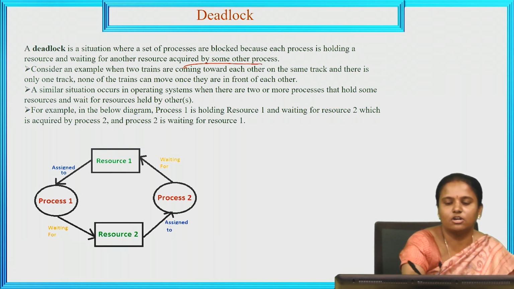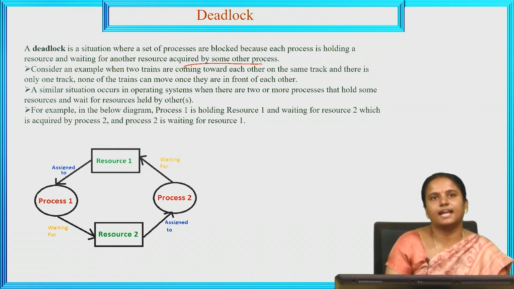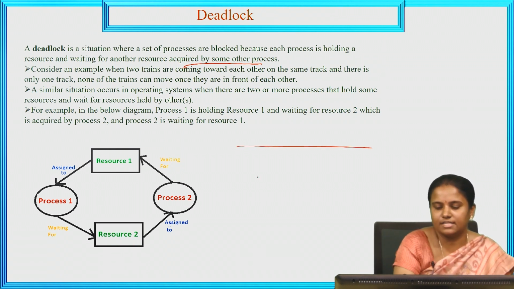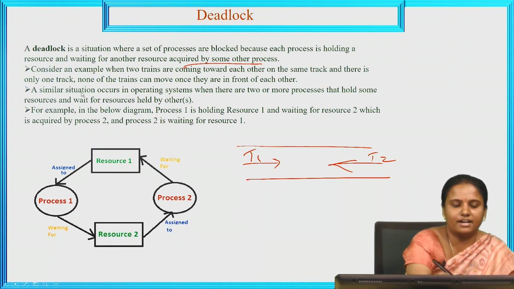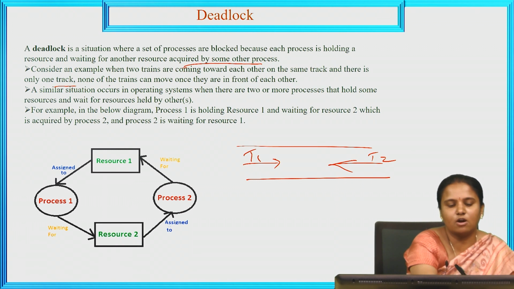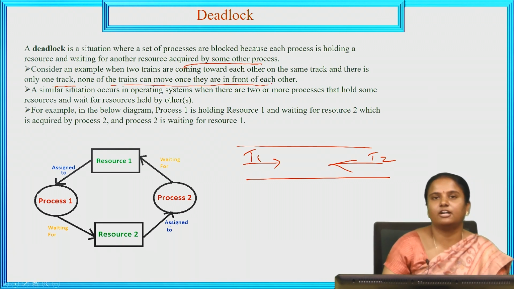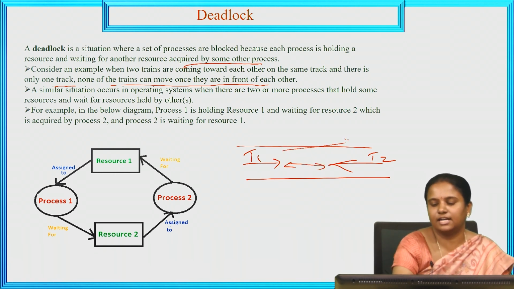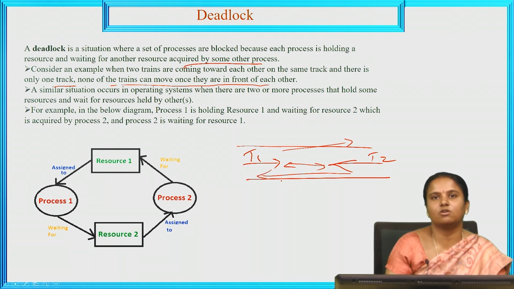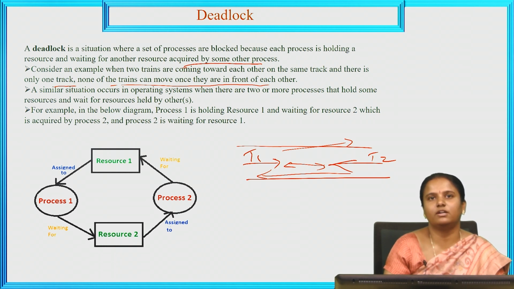So what is a deadlock here? Consider an example, when two trains are coming on the same track, T1, T2. There is only one track, so they are traveling on only one track. None of the trains can move once they are in front of each other. They are both facing each other. Train 1 cannot go this side, train 2 cannot go this side. So what happens here? Deadlock. The two trains are dead here. Why? Because train T1 cannot move, train T2 cannot move, because they both are traveling on the same track. This is what deadlock is.